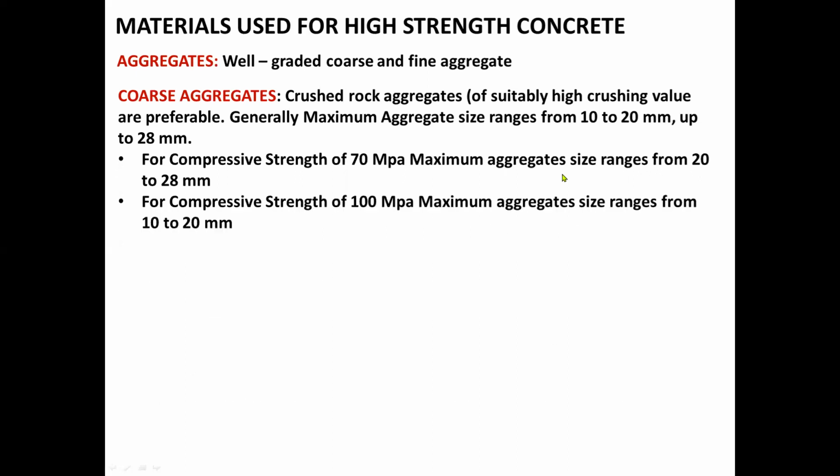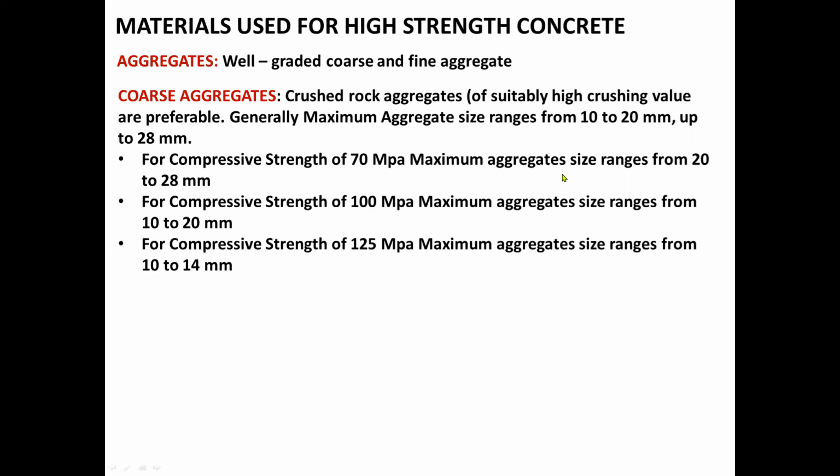Pero kung 100 megapascal naman, kailangan ang maximum aggregate size are ranging from 10 to 20 millimeter naman. So, habang lumiit, mas lalong nagiging okay. For compressive strength of 125 megapascal, maximum aggregate size ranges from 10 to 14 millimeters. Kung napapansin natin, habang lumiliit ang coarse aggregate, mas lumalakas ang konkreto. Mas nagiging qualified sa pagiging high-strength concrete.